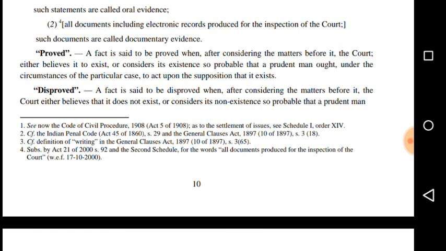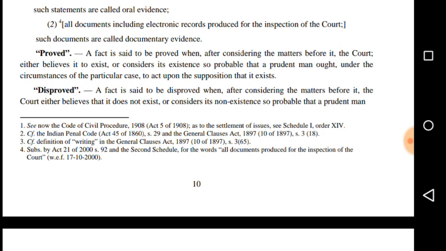A fact is said to be proved when, after considering the matter before it. Of course, a fact cannot be proved without considering the matter. The matter must be considered before the court, and the court plays the key role. The court either believes it to exist, or considers its existence so probable that a prudent man ought, under the circumstances of the particular case, to act upon the supposition that it exists. Then after this, I'm going to read the definition of disproved.